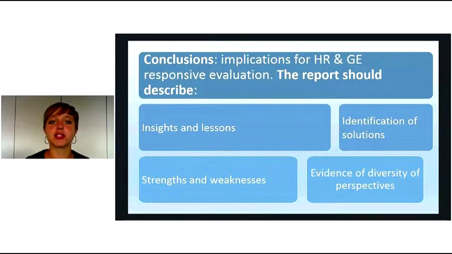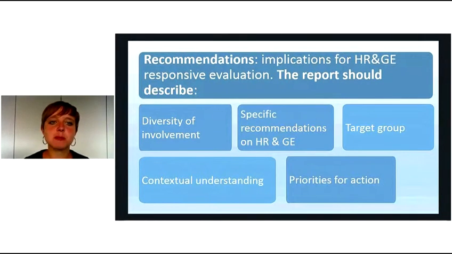Next, in providing evaluation recommendations, describe any specific recommendations addressing human rights and gender equality issues, being sure to include the target group for the recommendation and the priorities for action. For evaluations of interventions where the main focus is on these areas, most recommendations will of course focus on human rights and gender equality. But for evaluations of other interventions, it's important that evaluators take deliberate steps to integrate human rights and gender equality throughout the evaluation process, which will help with the process of making these recommendations.